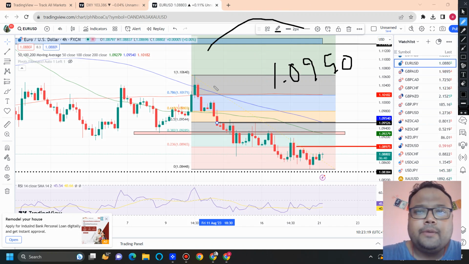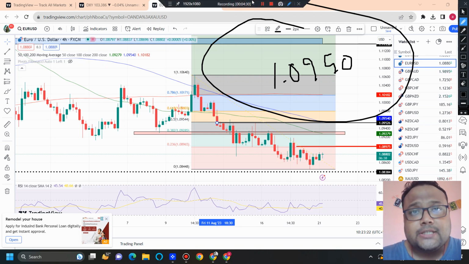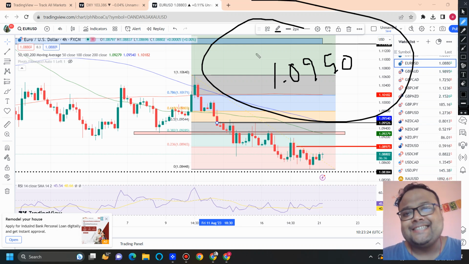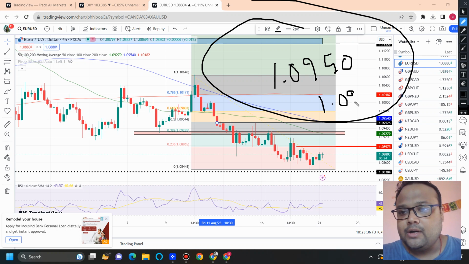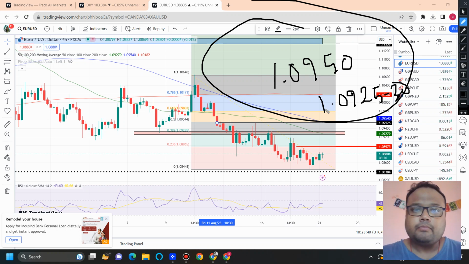1.0950 or around 1.0950, we have the best resistance. We have the best sellers present around this area because of the 100 moving average, because of the FIBO 50% retracement around this area. But before 1.0950, we also have resistance around 1.0925 to 1.0930.